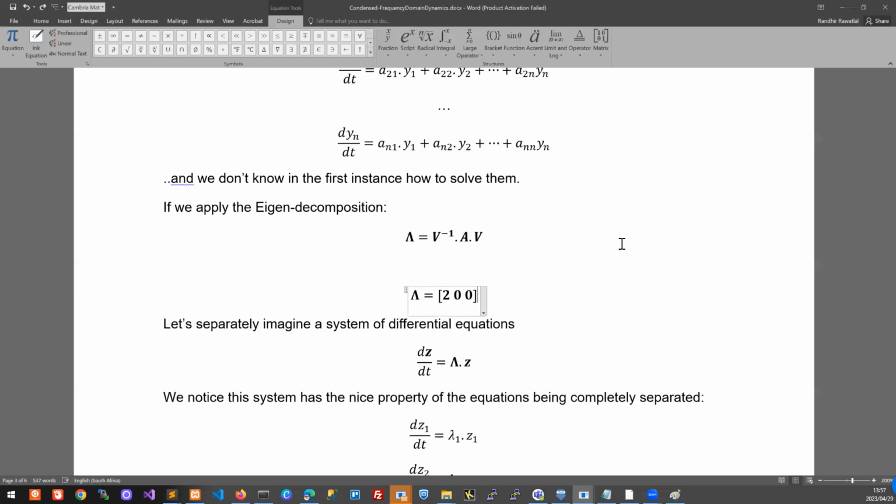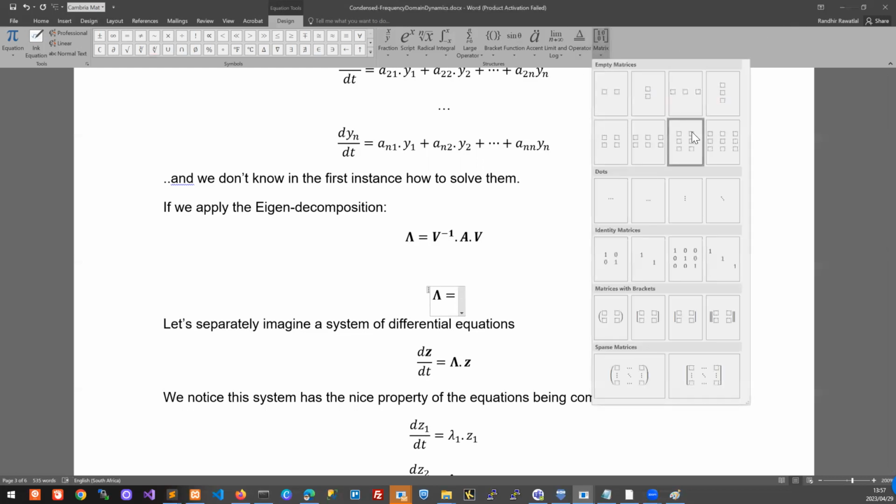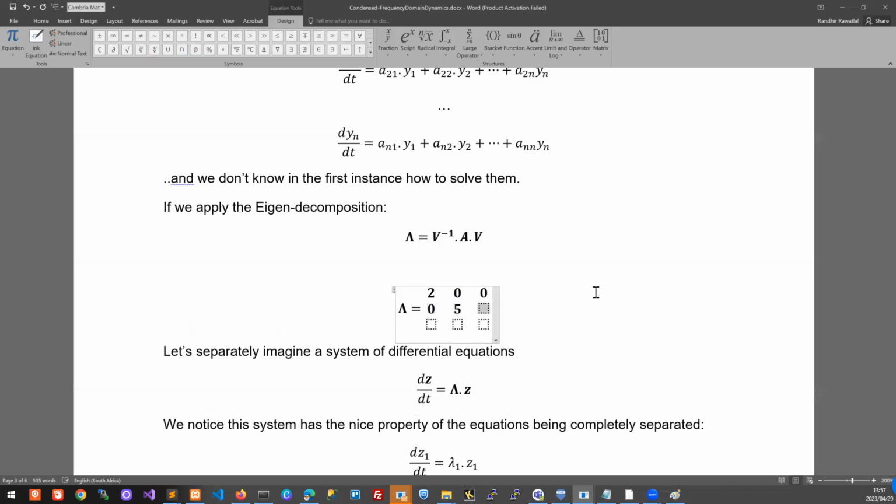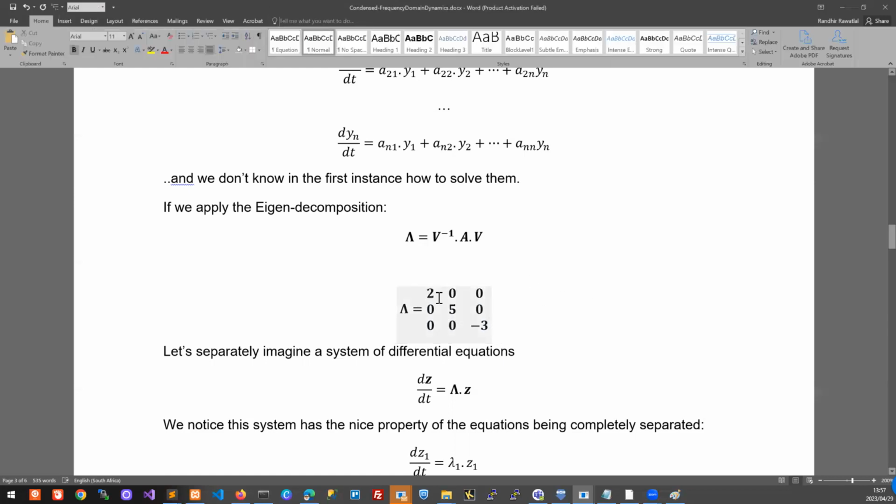Let's say we have a matrix like this. Then we've got up here 2, 0, 0. So our first eigenvalue is a 2. Then let's say our next eigenvalue was a 5. And let's say the last eigenvalue was a -3, just arbitrarily choosing. Right, so that's our matrix. So it's only on the diagonal do we have non-zero values.